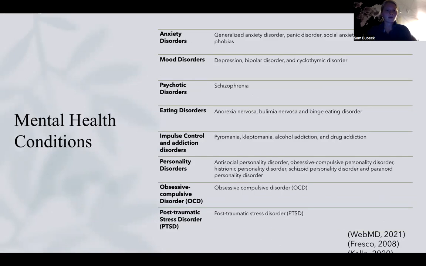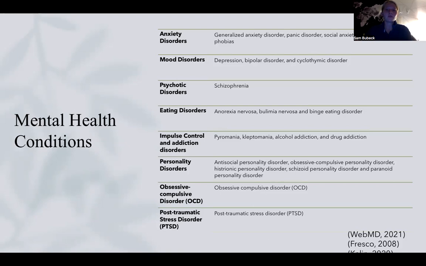So we will now cover mental health conditions. First, we have anxiety disorders. This might be one that you have heard of. These include generalized anxiety disorder, panic disorder, social anxiety disorder, and specific phobias, such as those that do affect your mental health.